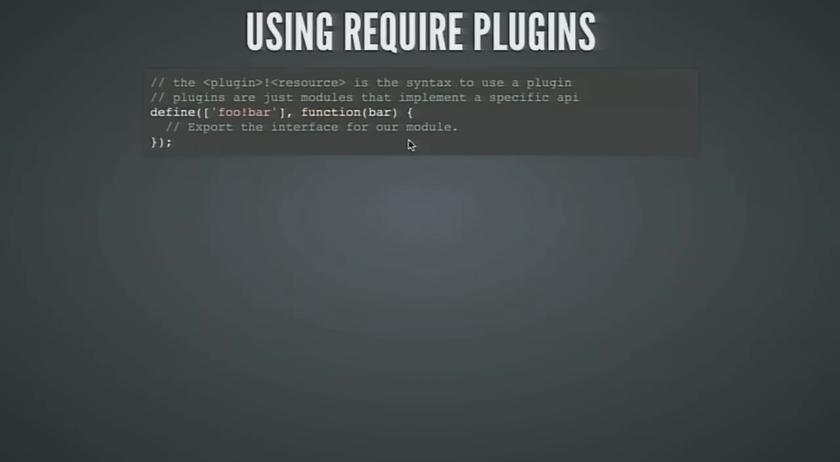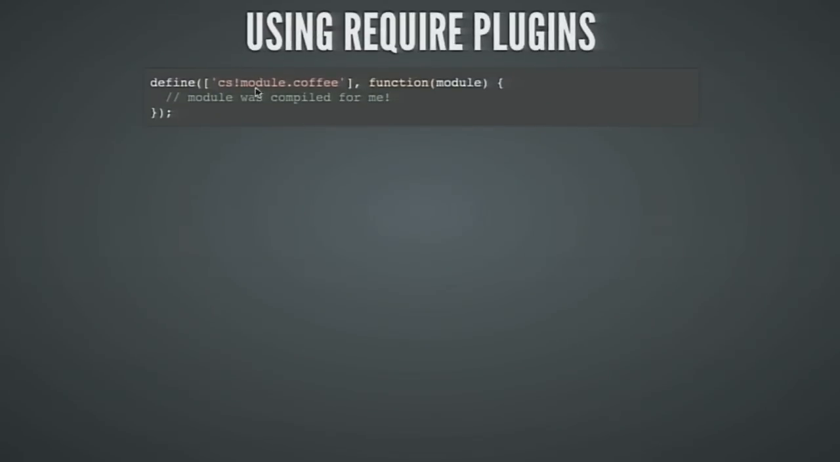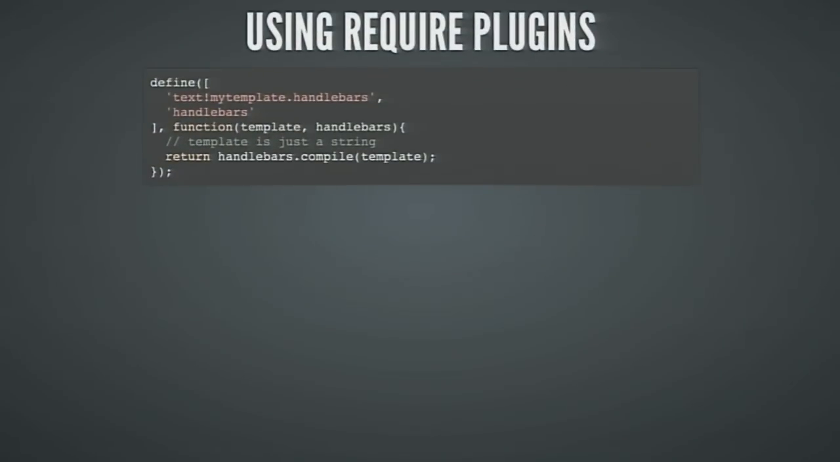Well, fortunately, these plugins are actually just RequireJS modules that implement a certain API. So foo just happens to be a require module, and it implements an API that bar will be passed through before you accept bar. So for example, this would download module.coffee, get some CoffeeScript text, compile it for you, and then pass it to you in the callback already compiled. So here we're interacting with CoffeeScript from JavaScript without ever running the CLI, right? Without ever running the CoffeeScript compiler locally.